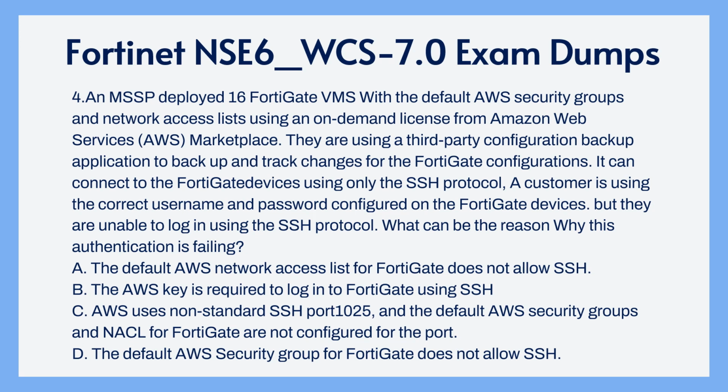A. The default AWS network access list for FortiGate does not allow SSH. B. The AWS key is required to log in to FortiGate using SSH. C. AWS uses non-standard SSH port 1025, and the default AWS security groups and NACL for FortiGate are not configured for the port. D. The default AWS security group for FortiGate does not allow SSH.